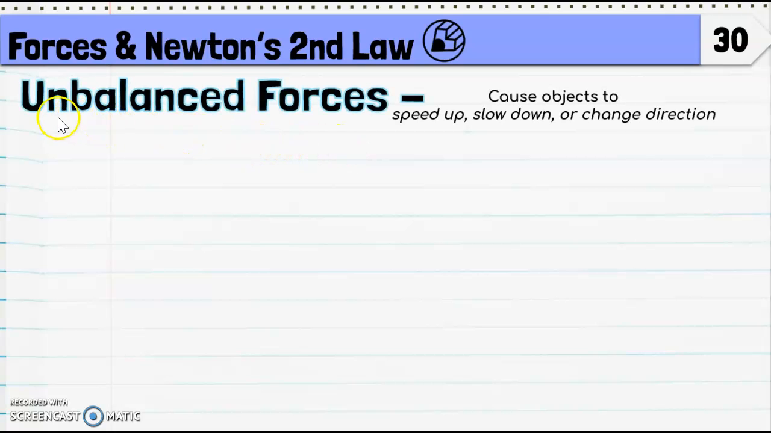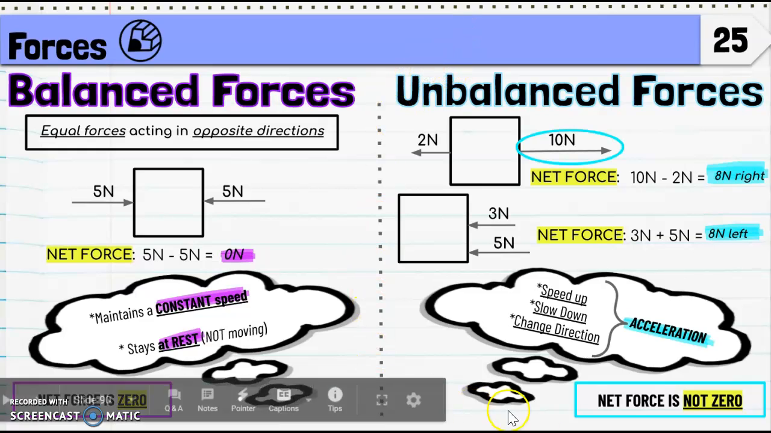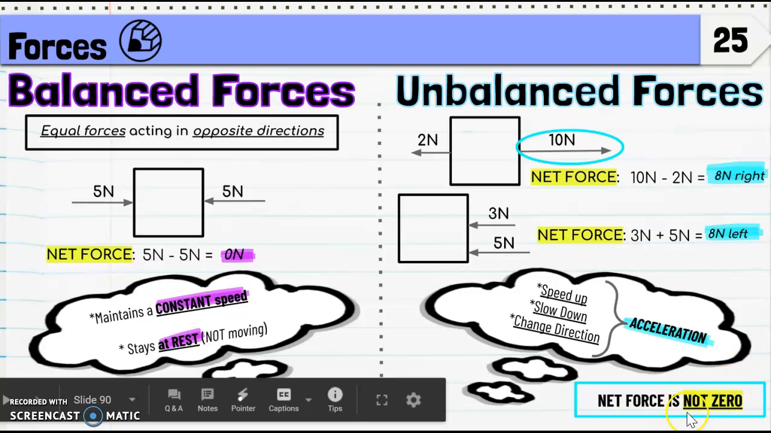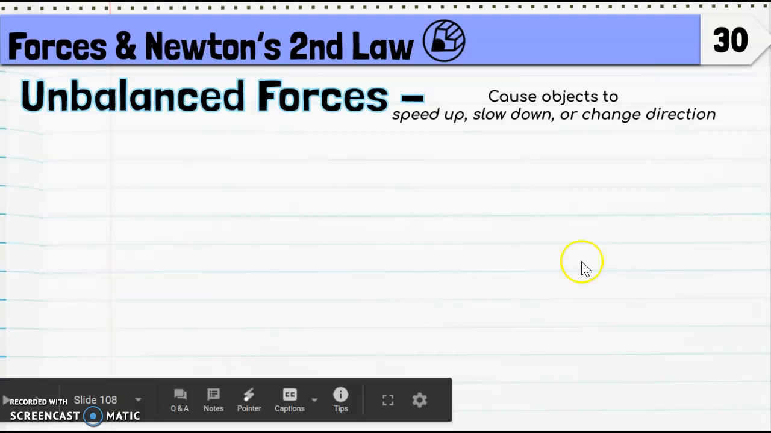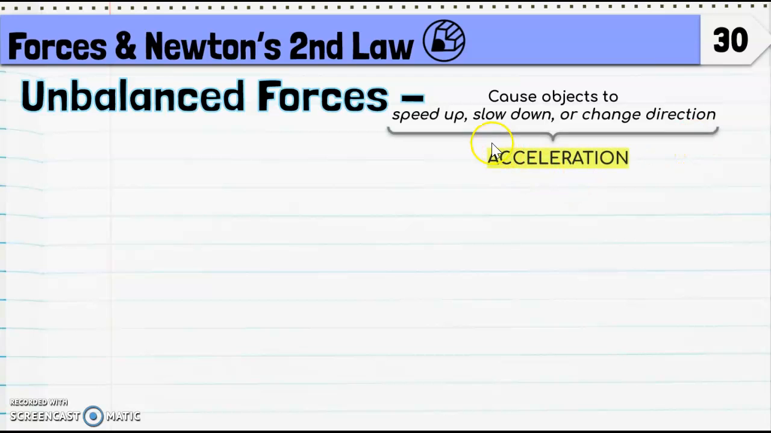Remember when we talked about unbalanced forces, we said they cause objects to speed up, slow down, or change direction. So going back to lesson 25, again, when forces are unbalanced, the net force does not equal 0. Remember our vocab term for when an object speeds up, slows down, or changes direction is acceleration.